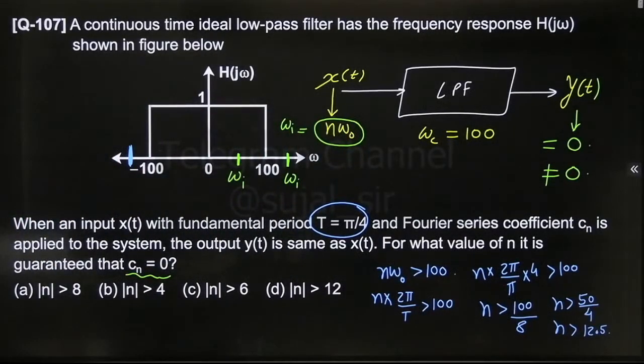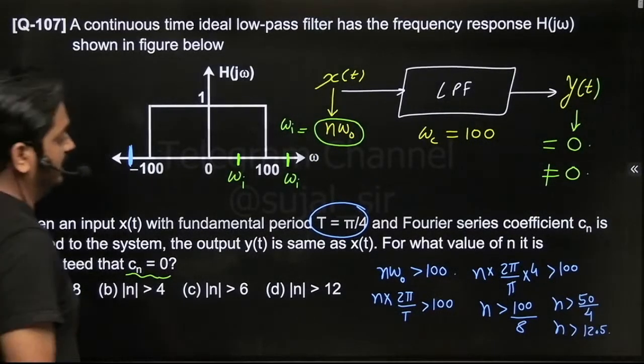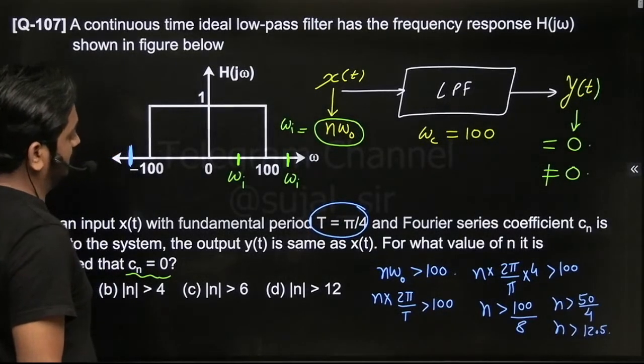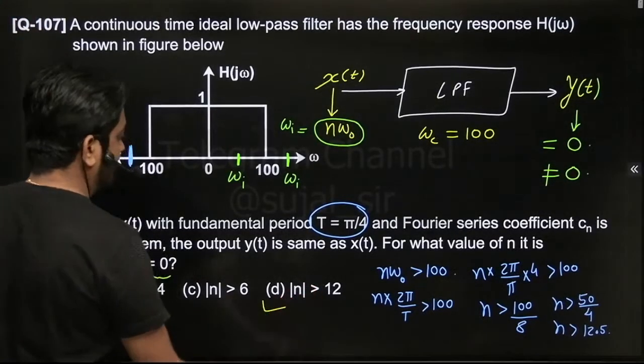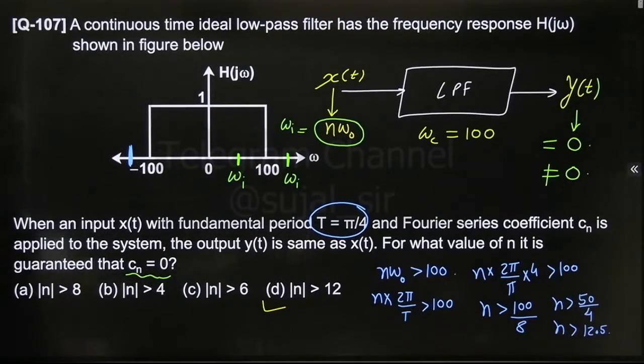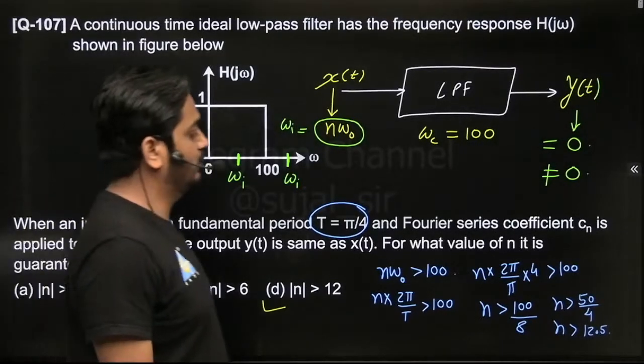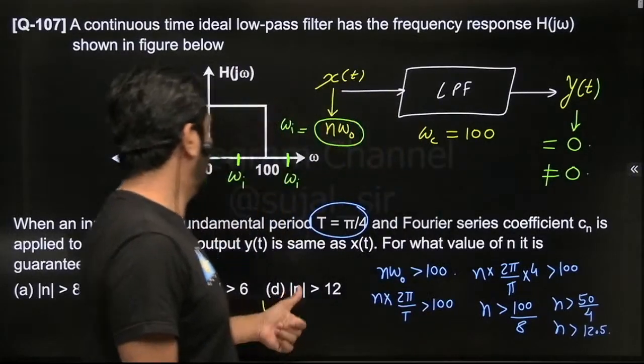Which option is the correct answer here? Option D. You have to consider only integer values. So mod n greater than 12, only integer values. That is why the right answer is D.